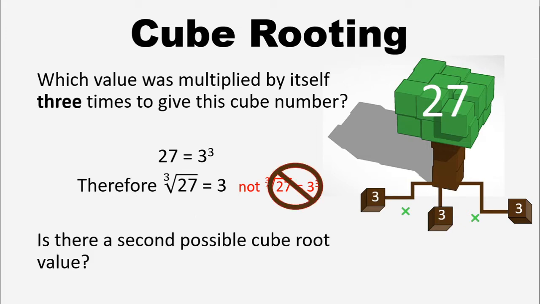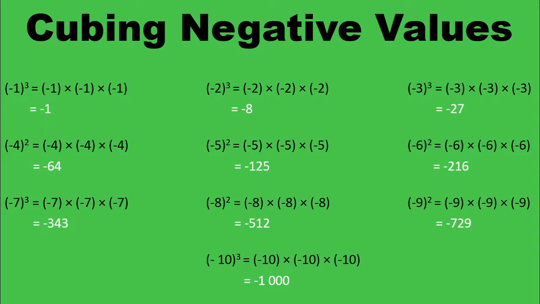Next, is there a second possible cube root value? Because remember with square roots, we always said that there were 2 possible square root values, the positive and the negative. So does that mean that the cube root of 27 is either 3 or negative 3? Let's think about when we cubed negative numbers now. Remember our lesson on cubing negative values?